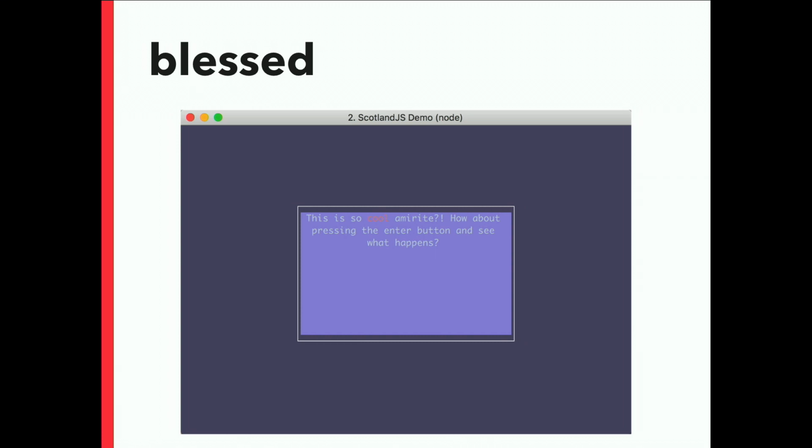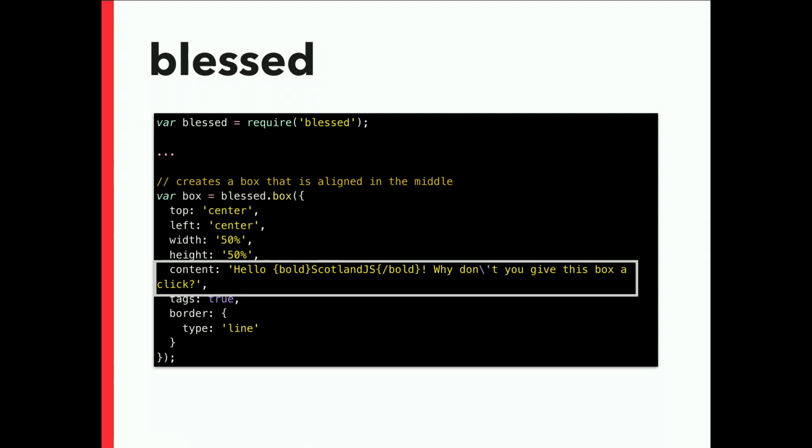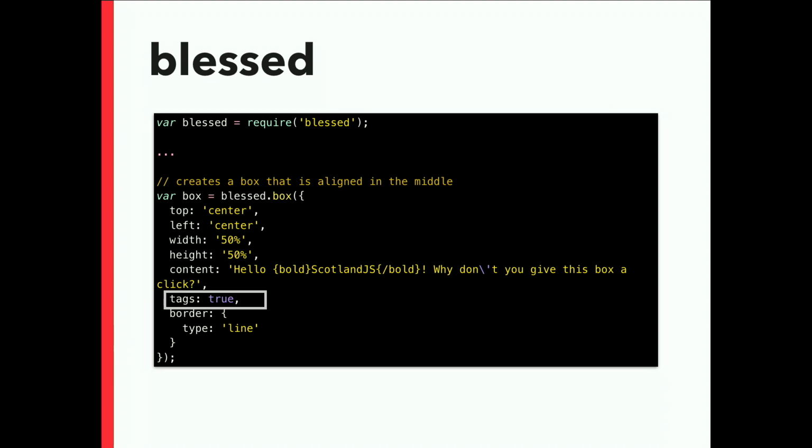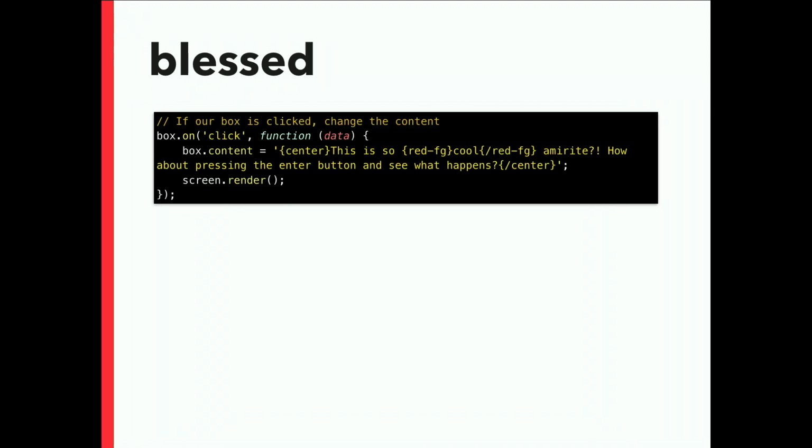Okay, so when it's clicked, for example, we want to show new content, and we can easily do that by defining a Blessed box. Then we define the position, the content, and tags, if we want to use tags like bold in the content, and then we can also define the border. Oh, I have to click it first. Okay.